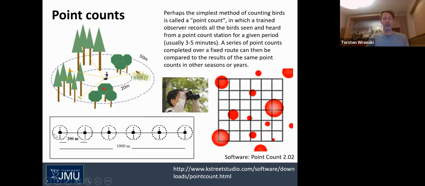So usually such circles, point counts, are established either along a transect, here in this case 1000 meters, with an interval of 200 meters, or they can be established within a grid of squares, whereby the sampling point is in the center of each grid cell. More recently, there was software developed, freely available on the internet, called Point Count 2.02, and it is freely available under this link.